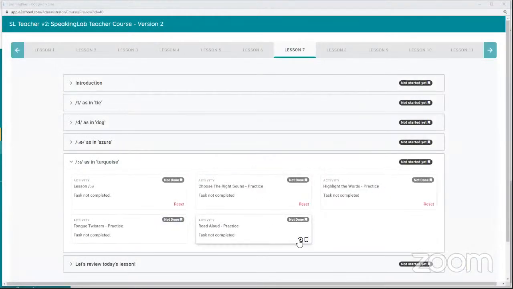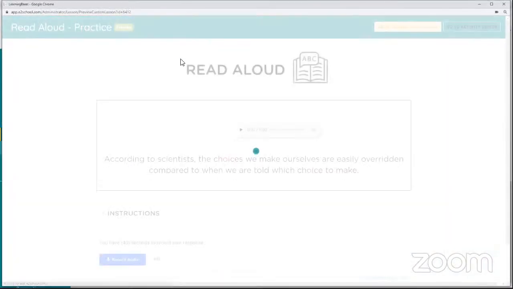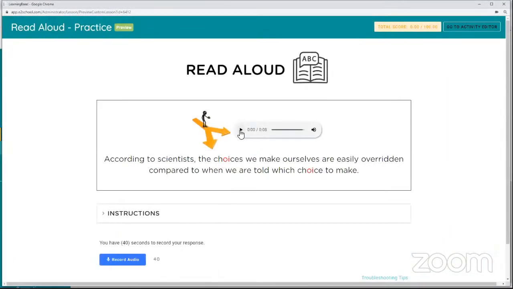And finally, our read aloud practice. Here we go for our oi sounds. Read along silently first, then with the native speaker second and third time.